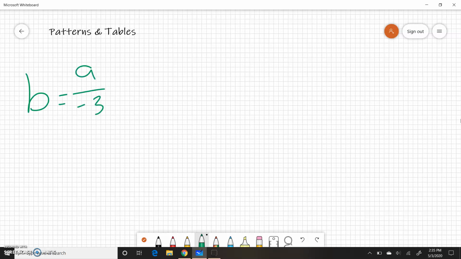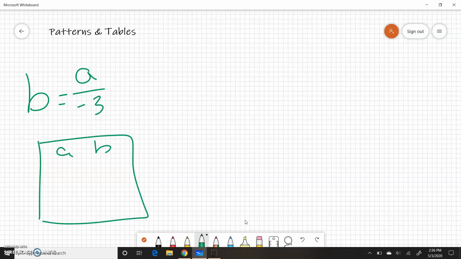Okay, so this is an A, by the way, not a 9. It kind of looks like a 9. That's an A. So I'll try to do that. Okay, so B equals A divided by negative 3. And then they give me my chart, A, B, and it is negative 6, negative 3, 0, and 3.